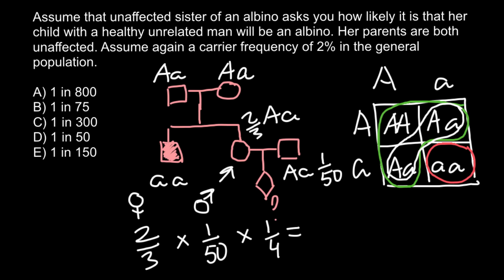The answer would be 2 multiplied by 1 multiplied by 1, which is 2, and 3 multiplied by 50 would be 150, multiplied by 4 would be 600, and we can reduce by 2, so we are going to get 1/300. So this is the probability for this couple to have an affected child, and as you see, this is answer C. And this is all for today.